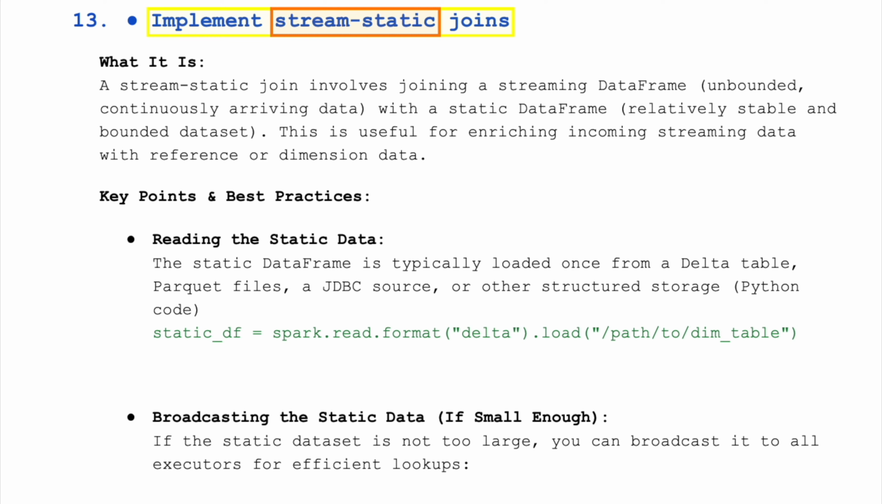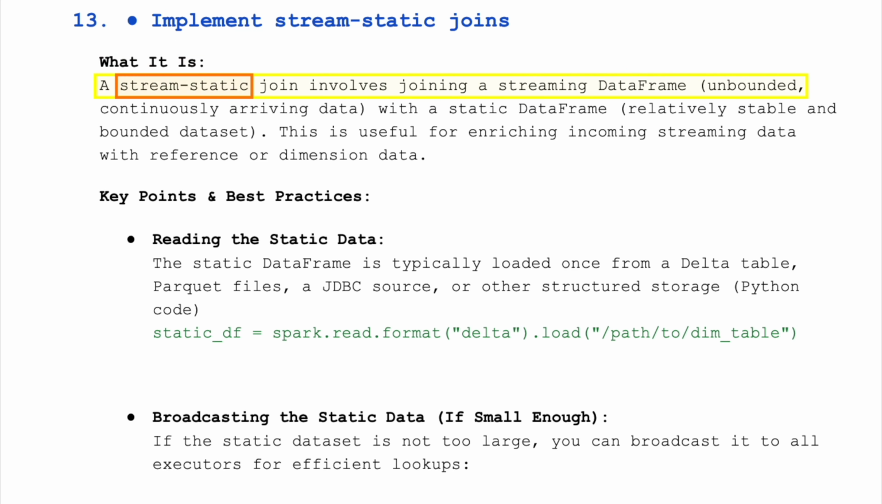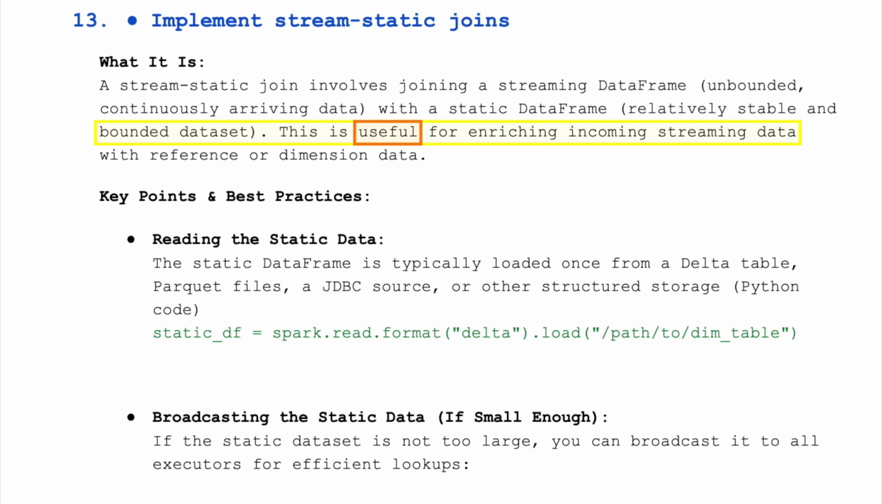Implement stream static joins. What it is. A stream static join involves joining a streaming data frame, unbounded, continuously arriving data, with a static data frame, a relatively stable and bounded dataset. This is useful for enriching incoming streaming data with reference or dimension data. Key points and best practices.